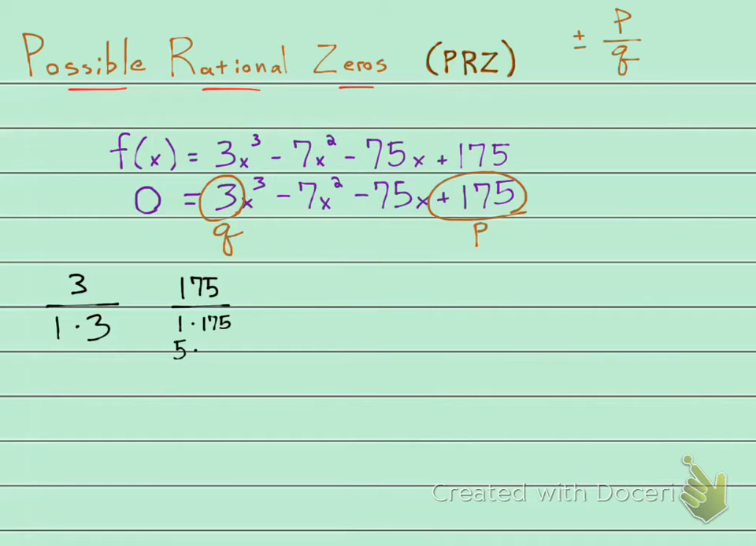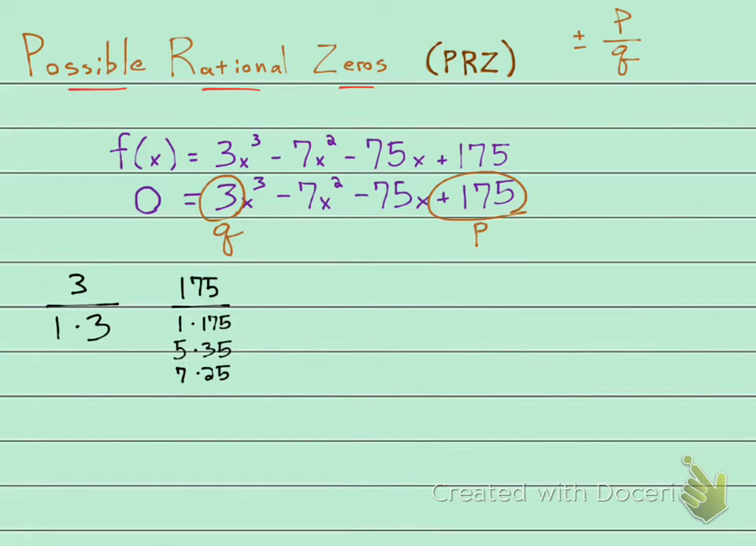So 5 times 35. That's 2 more factors. They both go into 175. And then you keep going down the line. You try 6. 175 divided by 6 does not work. 175 divided by 7, yes. 7 and 25. You keep going. You try 8, 9, 10, 11. 175 divided by 12 doesn't work. 13 doesn't work. 14 doesn't work. 15 doesn't work.